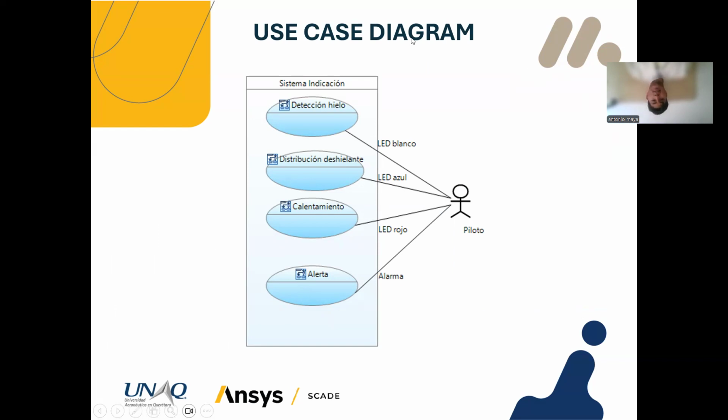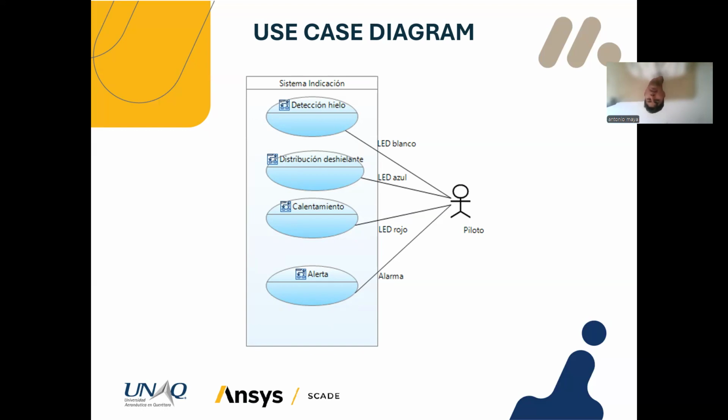What else? We have the use case diagram. This basically indicates the interaction between the parts of the system, basically subsystems that are working simultaneously in order to turn on LEDs. So this is basically only one big system, that is the indicating system, that has data. We're going to say data, but it's not actually data.